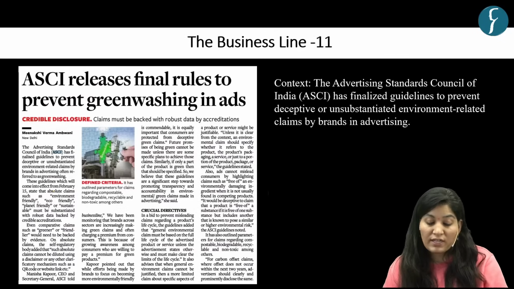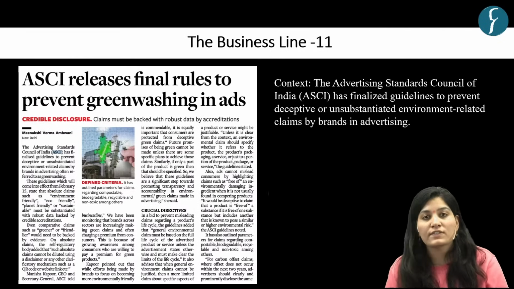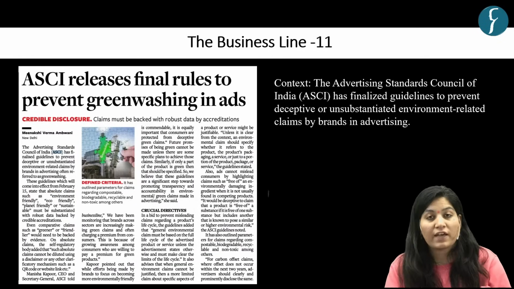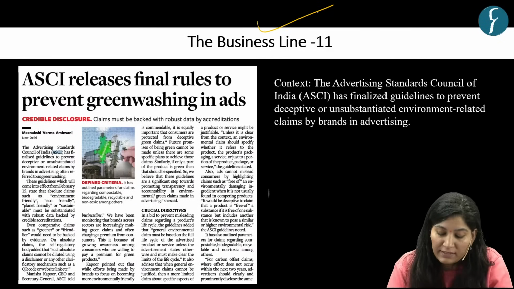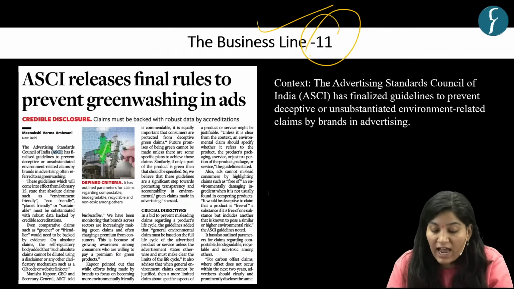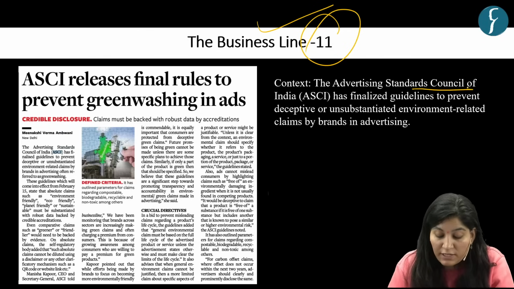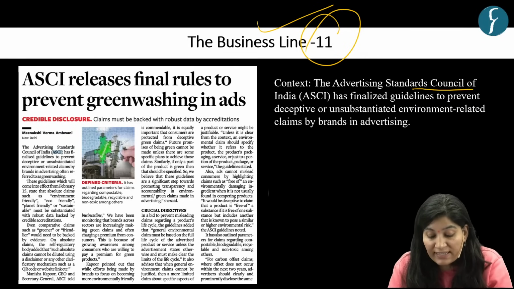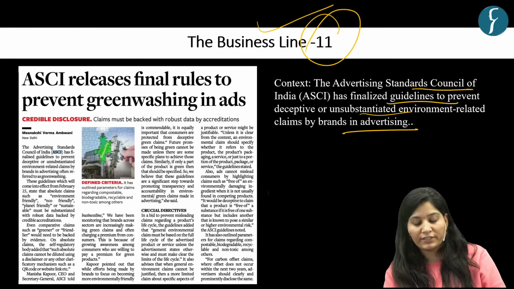Now, let's come to the last pre-pointer based on this news article, which we have taken from Business Line. And this article appeared on page 11. Context is that the Advertising Standards Council of India has finalized guidelines to prevent deceptive or unsubstantiated environment-related claims by brands in advertising. Got it?